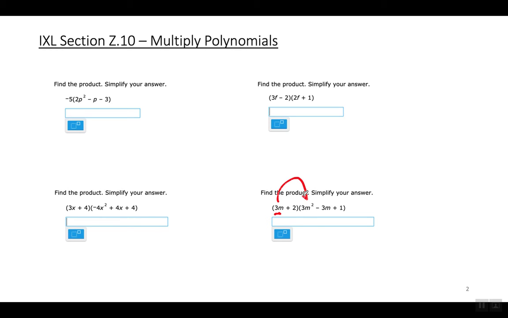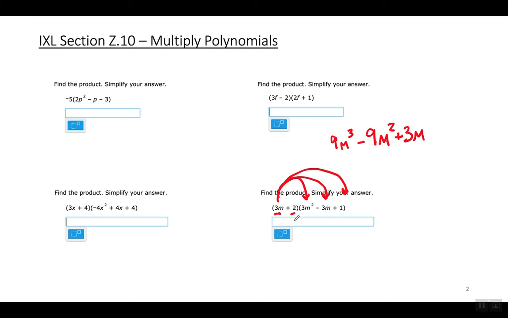So first of all, 3m times 3m to the second power is 9m to the third power. Then 3m times negative 3m is negative 9m to the second power. Then 3m times positive 1 is positive 3m.